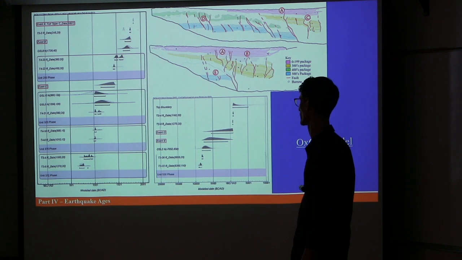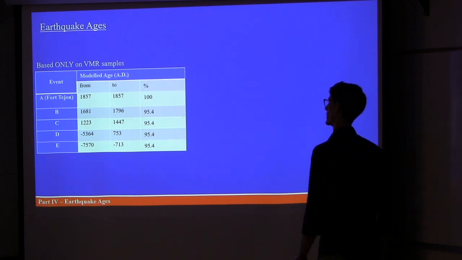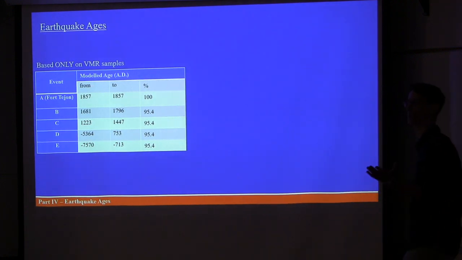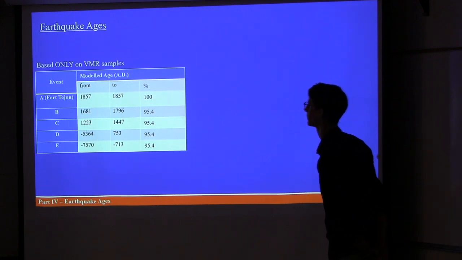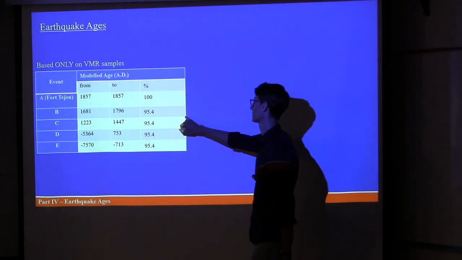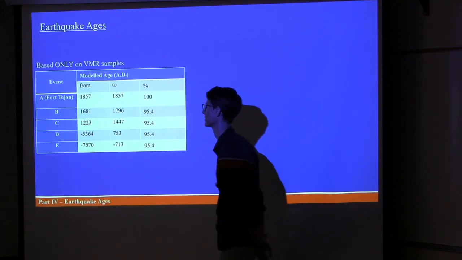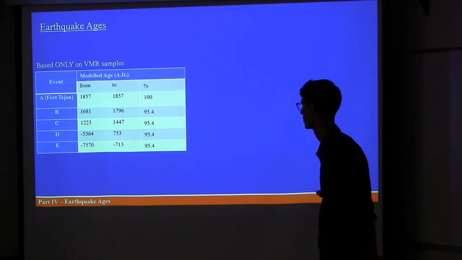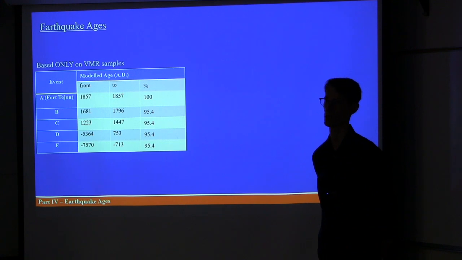So instead of looking at all this busyness, let's just look at numbers because they're a bit easier to deal with. For our ages, using our samples, we have our 5 earthquakes. 1857 obviously is a given. Our penultimate earthquake can be constrained to 1681 to 1796. Remember, again, we have now a period where we're probably losing time and we're out of sequence. Event C between 1223 and 1447. And then events D and E are so old and poorly constrained that we're not going to talk about them anymore after this.